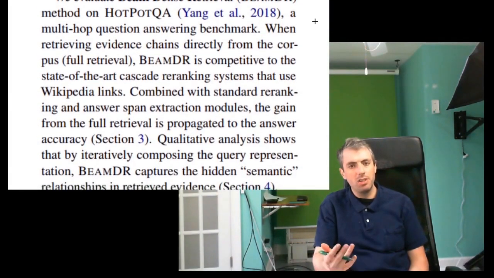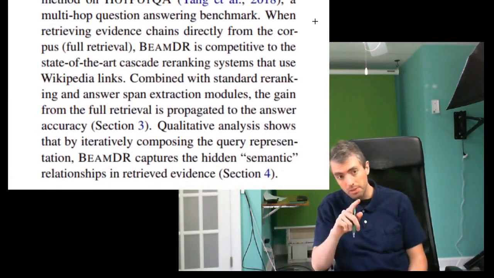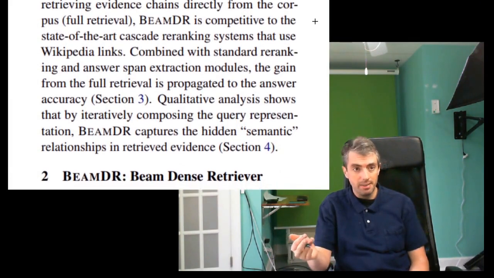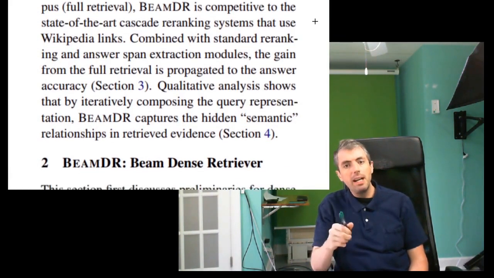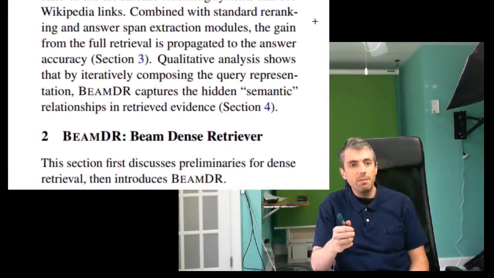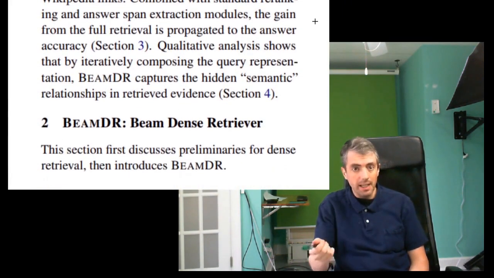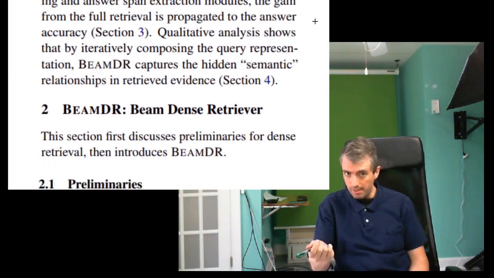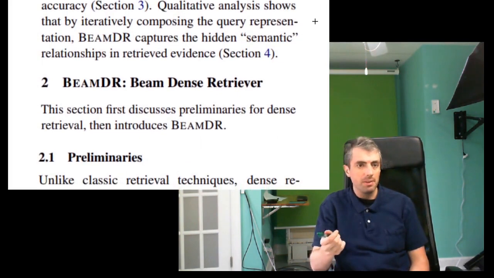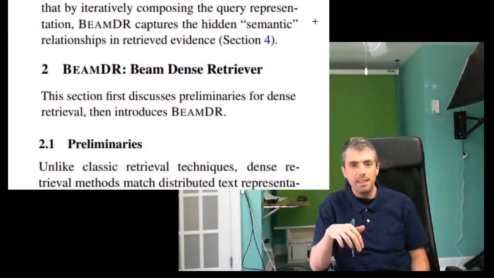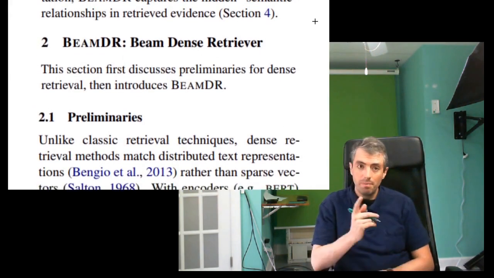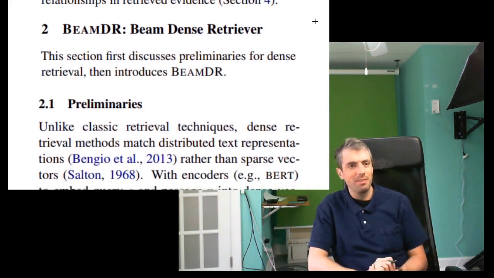When retrieving evidence chains directly from the corpus, full retrieval, BeamDR is competitive to the state-of-the-art cascade re-ranking systems that use Wikipedia links. Combined with standard re-ranking and answer span extraction modules, the gain from the full retrieval is propagated to the answer accuracy. Qualitative analysis shows that by iteratively composing the query representation, BeamDR captures the hidden semantic relationships in retrieved evidence.